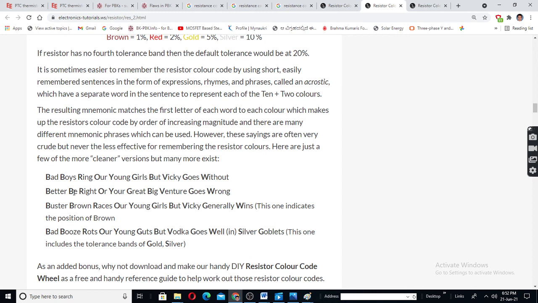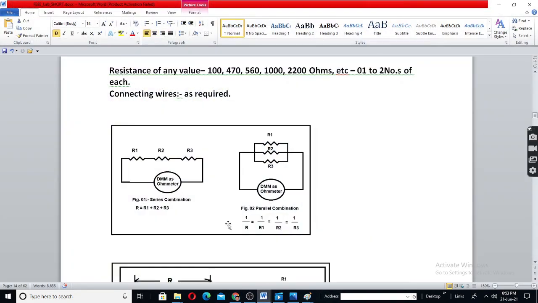For BB Roy, you also have other slogans. You can remember any slogan. Bad boys ring our. BB Roy of Great Britain had a very good wife. See the capital letters here. Better be right, or your great big venture goes wrong. So which slogan you like? You can remember. Okay.